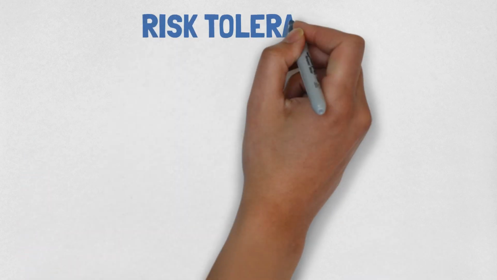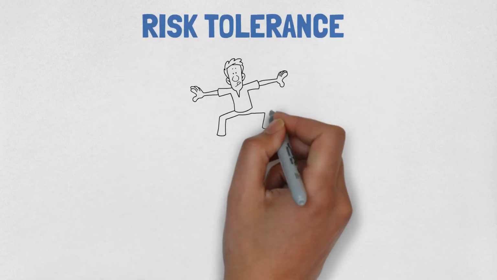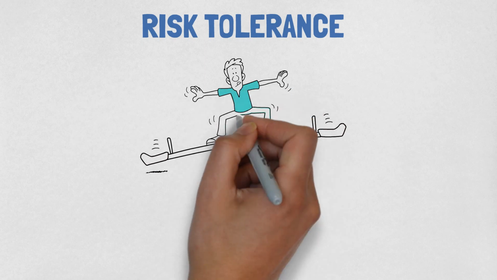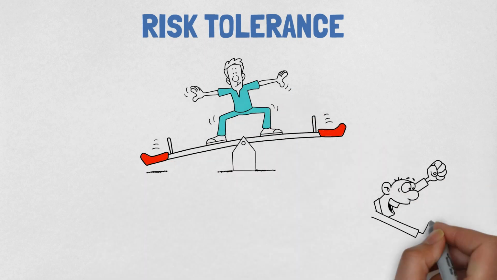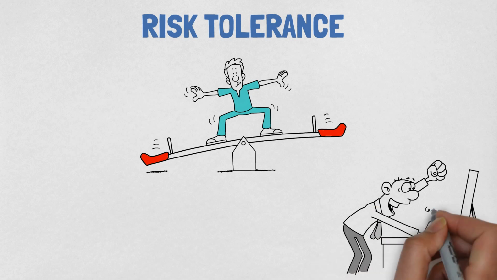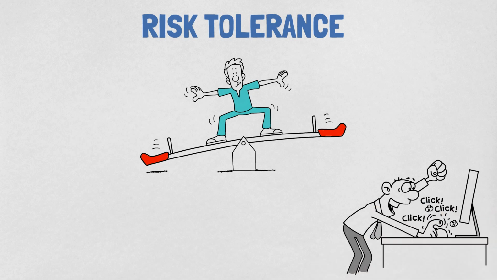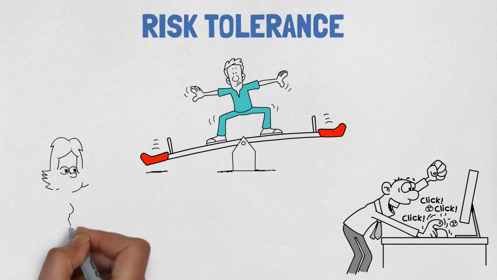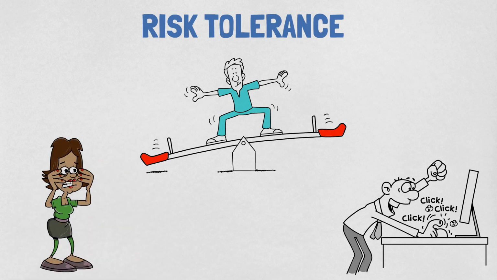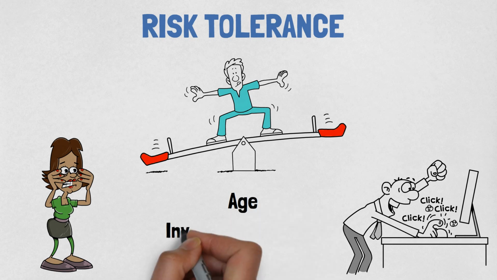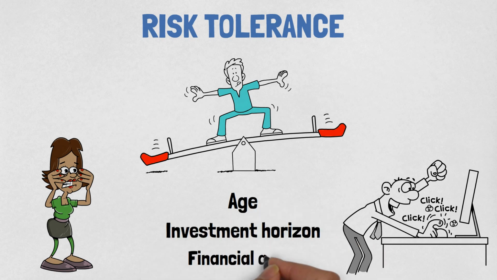Next up is risk tolerance. It refers to your ability to handle ups and downs of the stock market, and it can vary from person to person. High-risk tolerance individuals may view market downturns as opportunities to invest more aggressively, while those with low-risk tolerance might be hesitant to invest or even avoid it altogether. Risk tolerance is not solely based on emotions. It also depends on factors like age, investment horizon, and financial goals.